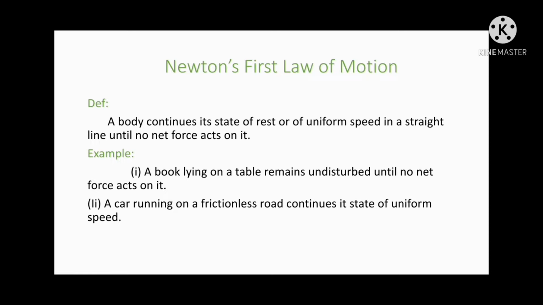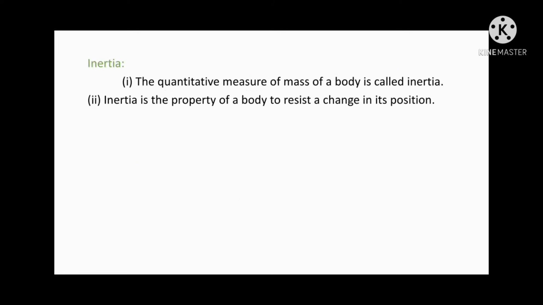Now let's discuss our second example. Our second example is a car running on a frictionless road, which continues its state of uniform speed. Actually, friction is also necessary to stop moving things. And in this example, you can see that we have a frictionless road. So, if a car is running on a frictionless road, then its motion shall never be stopped. Rather, it will continue its state of uniform speed.